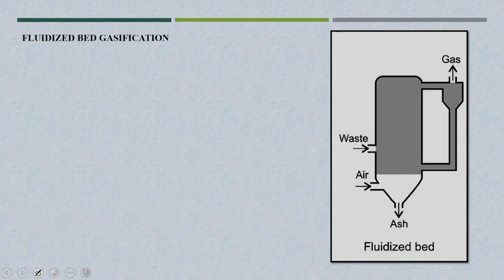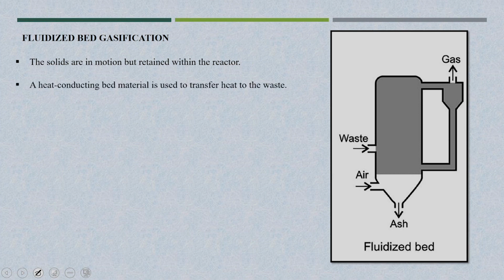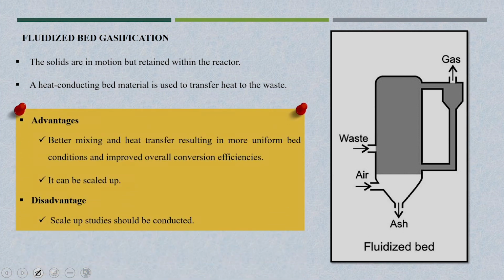Now, next is the fluidized bed gasification. Here you see the entire waste is in the fluidized condition. The solids are in motion, but retained within the reactor. Heat conducting bed material is used to transfer heat to the waste. So, what are the advantages? Better mixing and heat transfer, resulting in more uniform bed conditions and improved overall conversion efficiency. It can be scaled up. Okay. And the disadvantage, scale up studies should be conducted. I think that is also one of the important points.